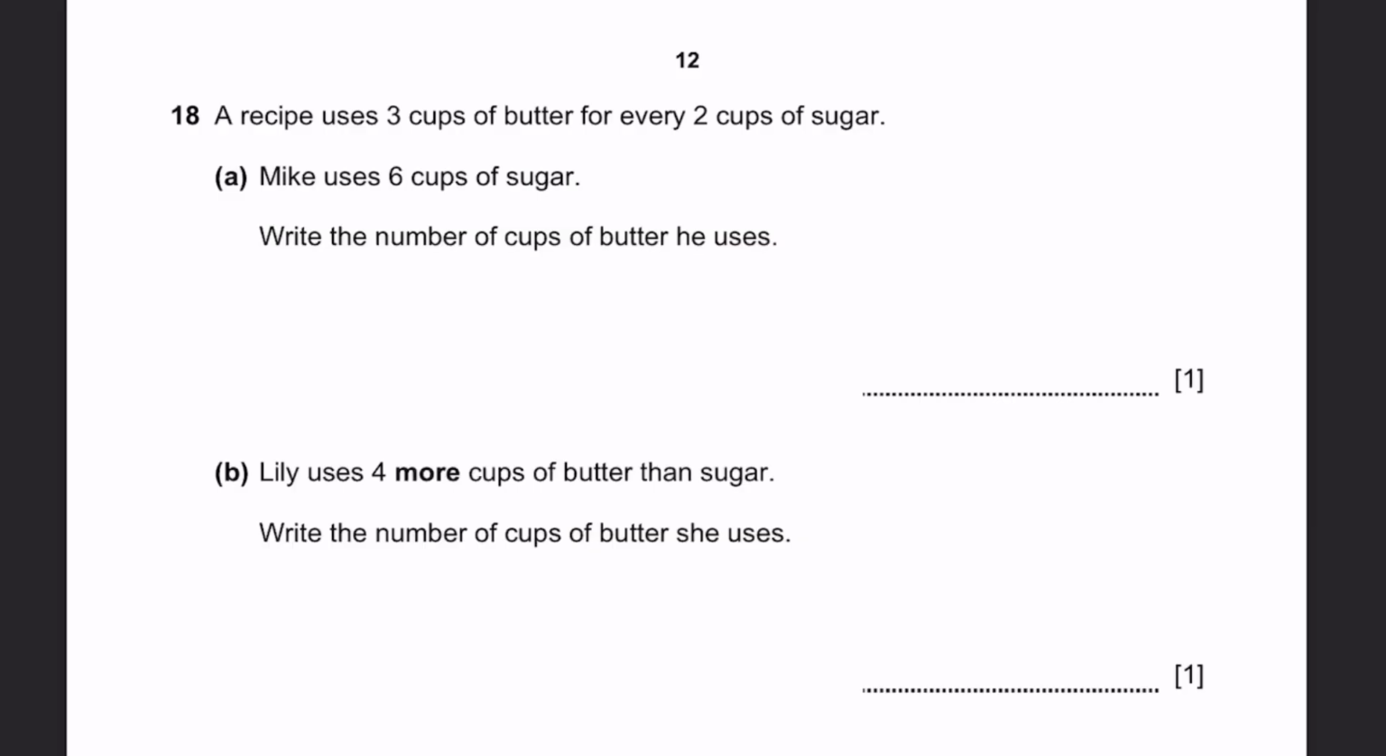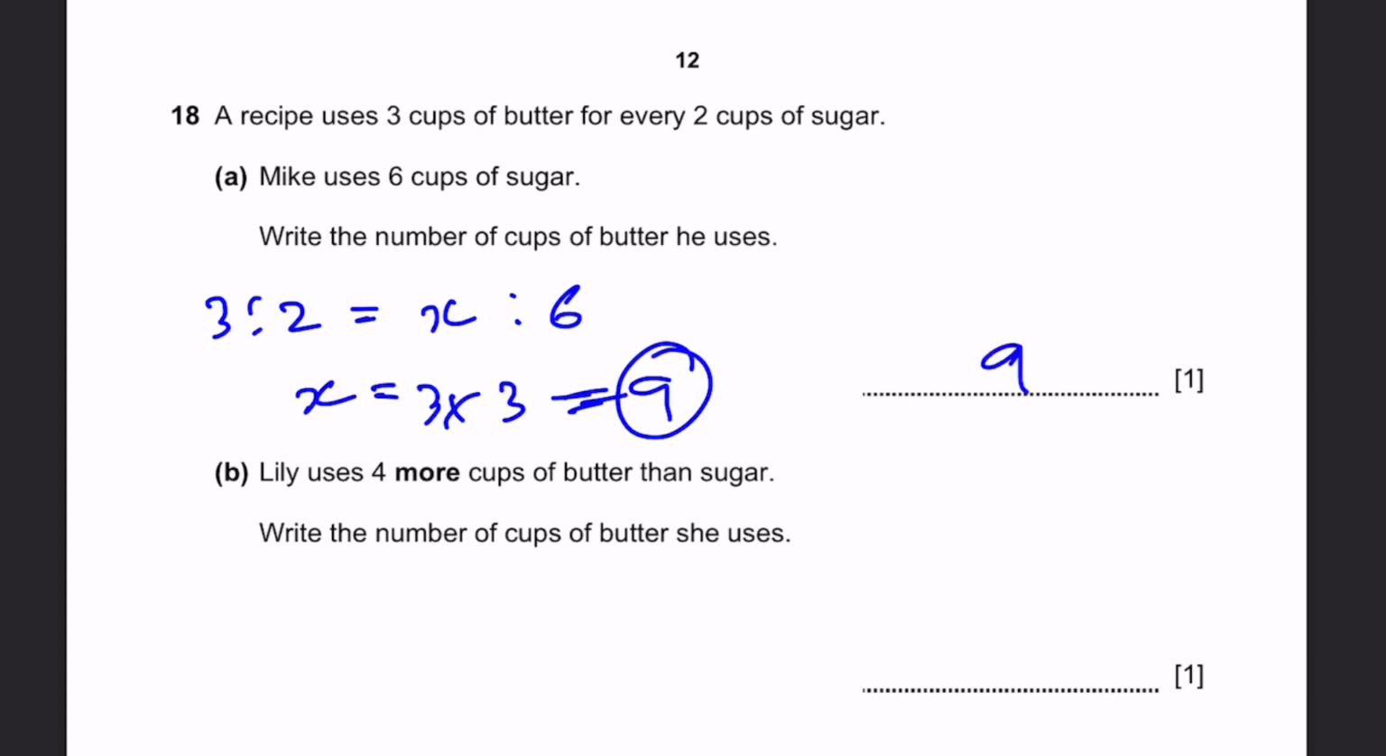Question 18. A recipe uses 3 cups of butter for every 2 cups of sugar. A. Mike uses 6 cups of sugar. Write down the number of cups of butter he uses. So this is in a direct proportion ratio. 3 to 2, that's butter is to sugar. That's equal to x for butter is to 6. So x is equal to, because you multiplied this by 3, we have to multiply this also by 3 to get that. 3 into 3, 9. So 9 cups, that's the answer.